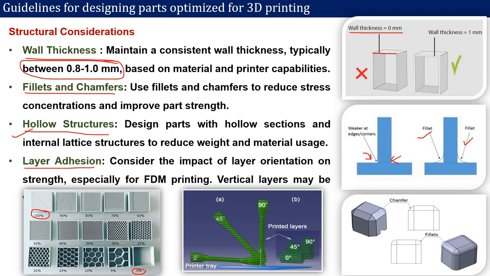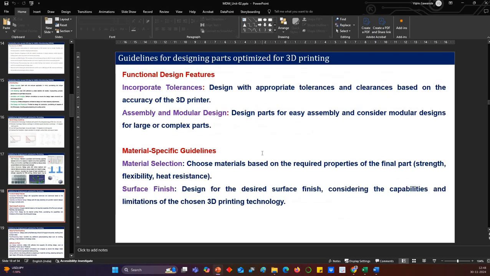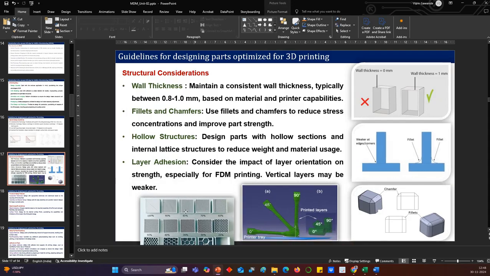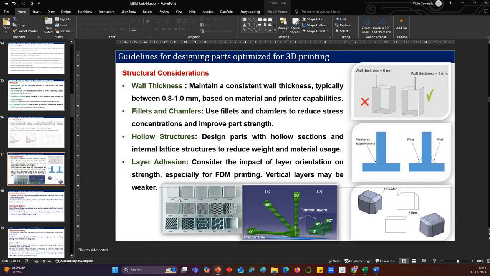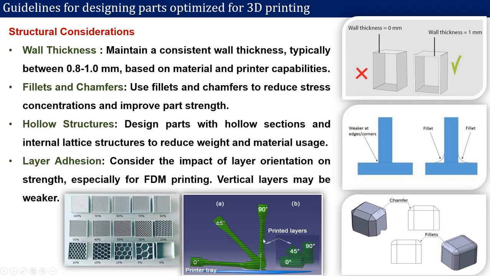Layer adhesion: consider the impact of layer orientation on the strength, especially for the vertical layers. Vertical layers may be weaker. So here we have to consider the layer adhesion. Layer adhesion means the first layer, the second layer, the third layer. The first layer must get properly added to the print bed. So this is the print bed, and these are the layers. The layers must be added one by one. That is called the layer adhesion.